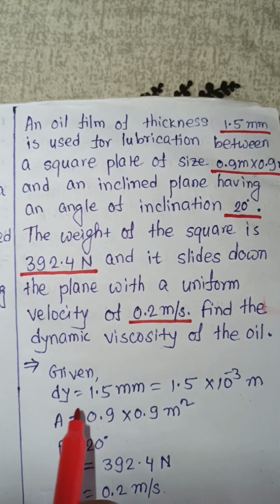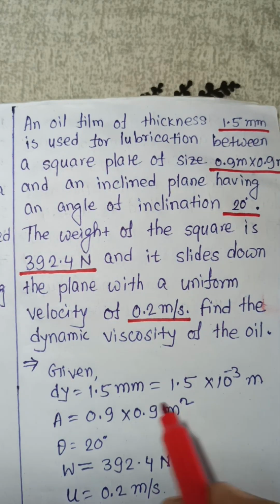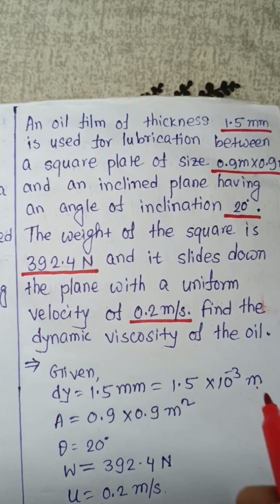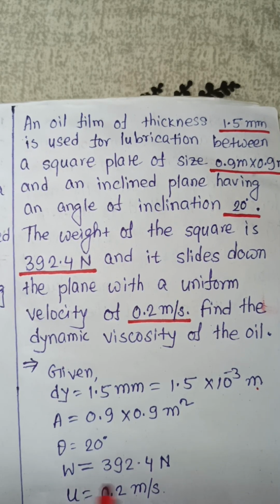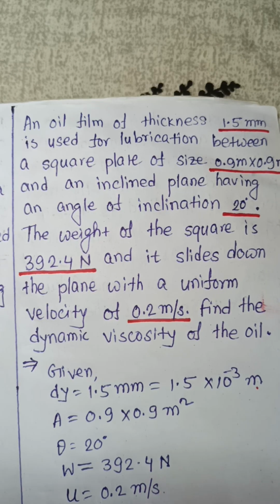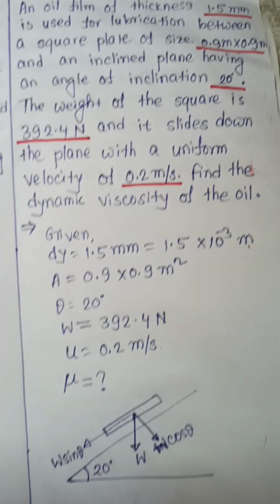So what is given in this question? dy equal to 1.5 mm, that is 1.5 into 10 to the power minus 3 meter, area that is 0.9 into 0.9 meter square, theta, the angle of inclination, that is 20 degree, weight equal to 392.4 Newton, u equal to 0.2 meter per second. So you have to calculate the mu.